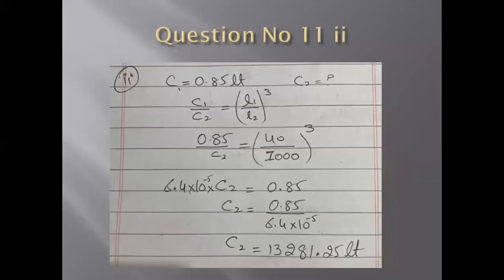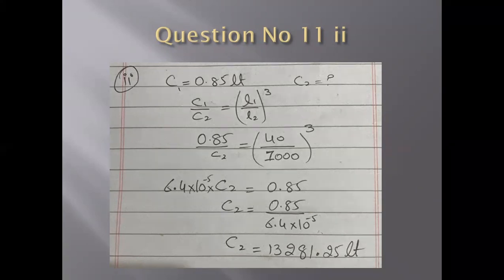Okay. So let me show you how this is done. The capacity 1 is 0.85 liters. So capacity 1 by capacity 2 will be equal to L1 by L2 whole cube. 0.85 liter divided by C2 equals 40 divided by 1000 whole cube. So when you divide 40 by 1000 and you take the cube, it will become 6.4 x 10 to the power minus 5. And when you cross multiply, you will have 6.4 x 10 to the power minus 5 times C2 equals 0.85.